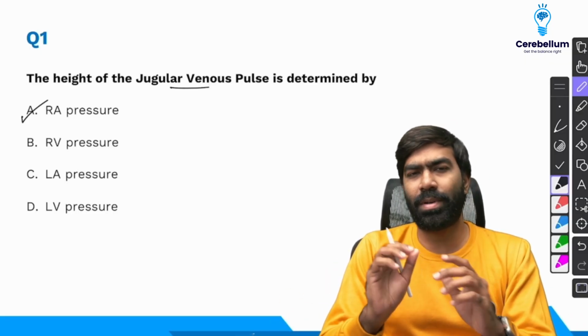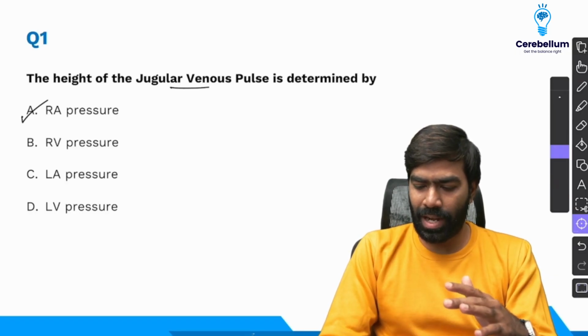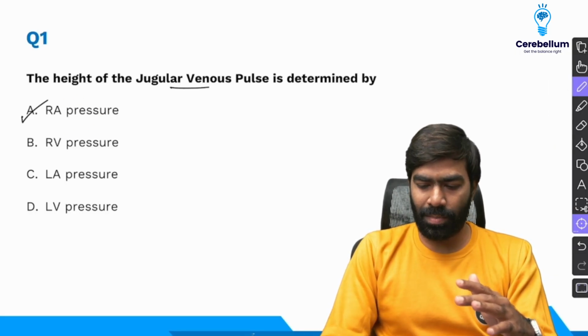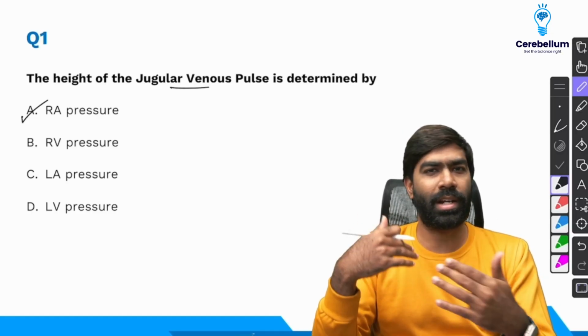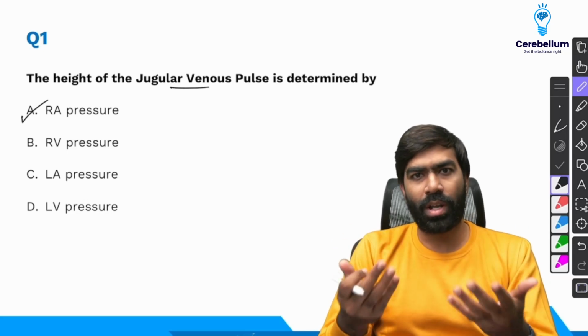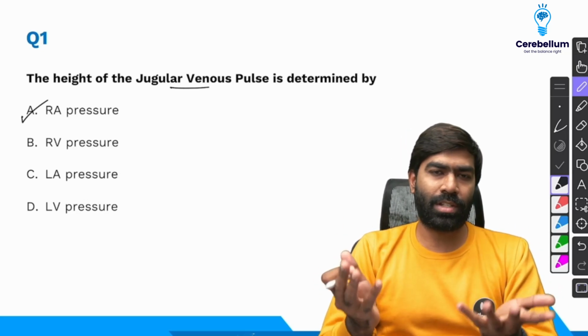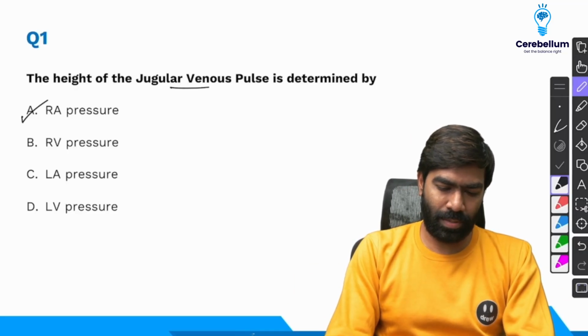Even though it has a slight bit of correlation with the right ventricular end diastolic pressure in the absence of tricuspid valve problems, the direct correlation is with the right atrial pressure. That's the reason why any process that cuts off the transmission of pressure from the right atrium to the jugular veins is going to result in absent pulsations of the jugular veins. An example of such a condition is SVC obstruction. Let us move on to the next question.